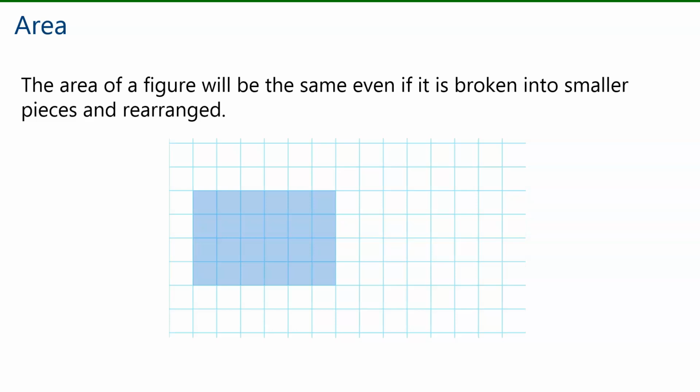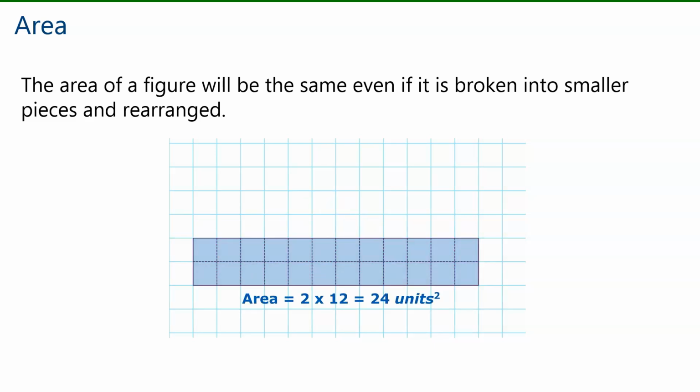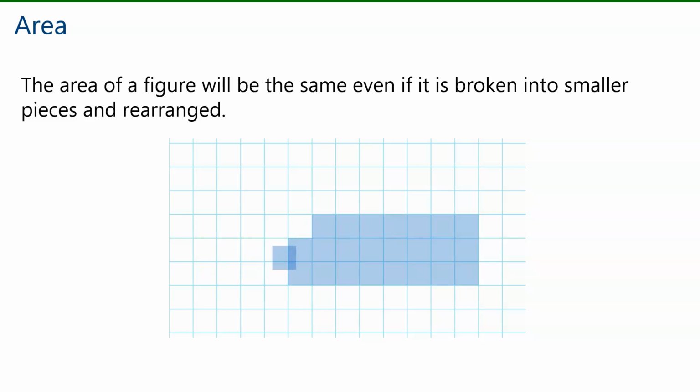Then I'm going to break this rectangle into smaller pieces and rearrange it into another rectangle, and then find the area. So let's have a look. 4 and 6 gives me 24 square units. Breaking this apart and rearranging it into this rectangle that's now 2 by 12. That's also 24 square units. And I'm going to rearrange it yet again to be 3 by 8, which is also 24 square units.